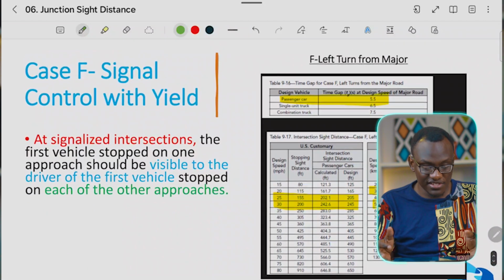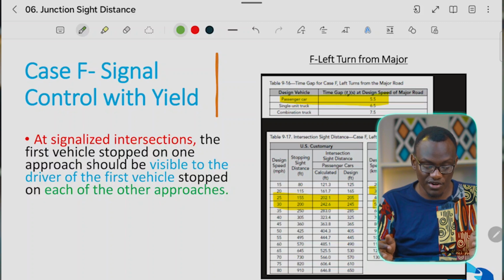Now, there are cases where you have a signal with a yield. At signalized intersections, the first vehicle stopped on one approach should be visible to the driver of the first vehicle stopped on each of the other approaches. What do you consider? Left turn from the major, which is basically right turn from the major road going. What are the considerations you should have?